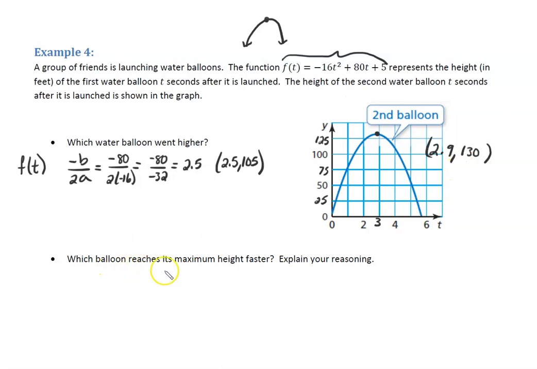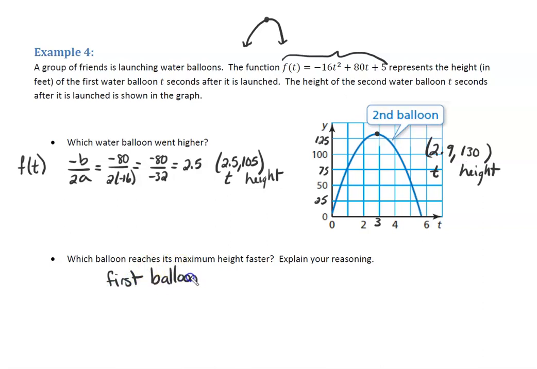Now, which balloon reaches its maximum height faster? That is the t value. So this is the t value, and this is the height. So the first balloon reached its maximum at 2.5 seconds. The second balloon reached its maximum at approximately 2.9 seconds. So the first balloon reached its maximum height faster.